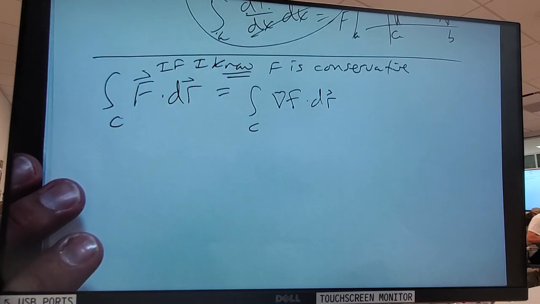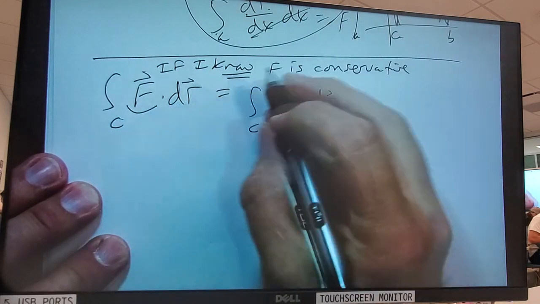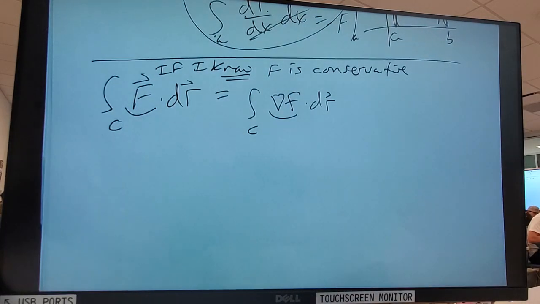Somebody with me? If the vector field is conservative, I know it can be expressed as the gradient of some little function. Yes? So what do you think is going to happen? What's the fundamental thing that's about to happen? Because you know how integrals act with derivatives. So what I really should end up getting is just little f, evaluated at the endpoints. Yes?